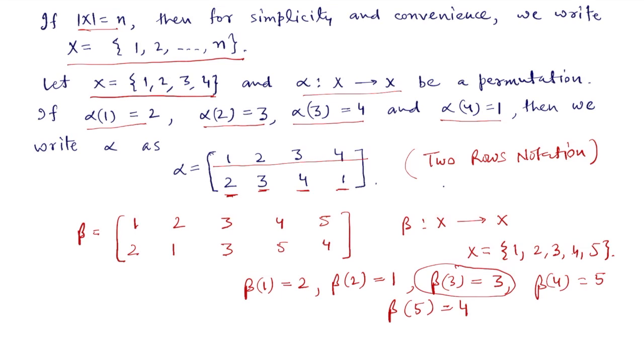Also notice that the lower row, second row, contains all the domain elements. It must contain all the domain elements because beta is both 1-1 and onto. So the lower row is just a permutation of the symbols of the first row. So that is why these maps are called permutations.